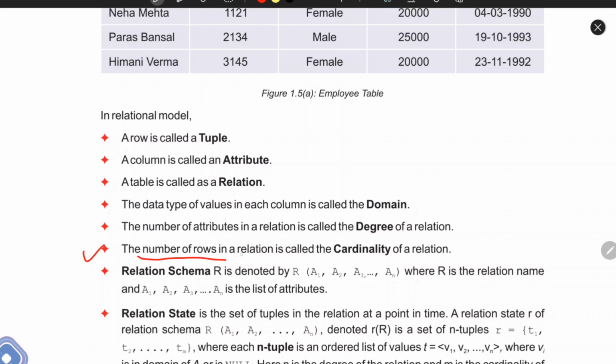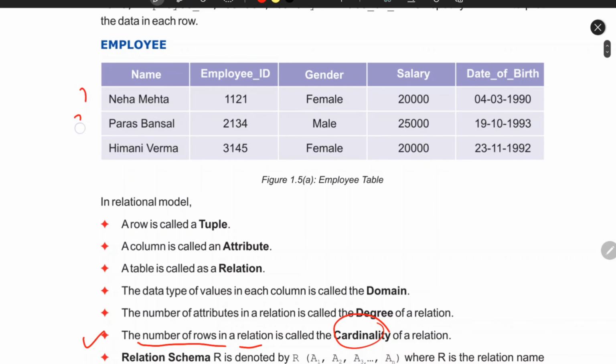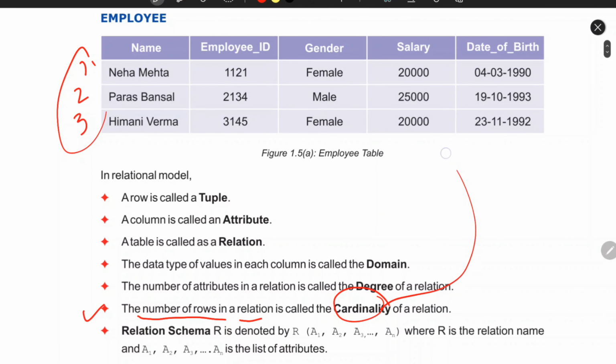Next, the number of rows in a relation is called cardinality. How many rows do we have in this? 1 2 3. So this is called cardinality. What is the cardinality of this table?